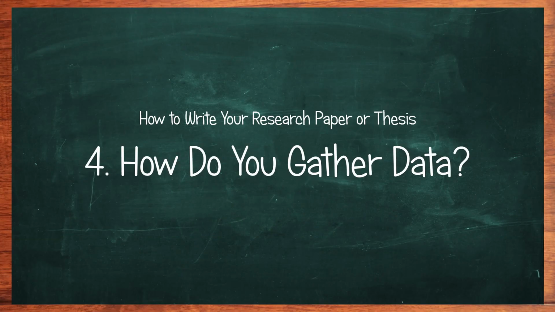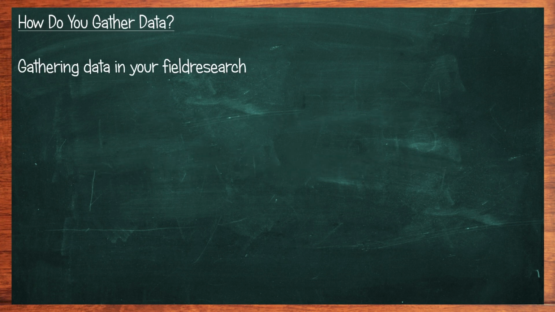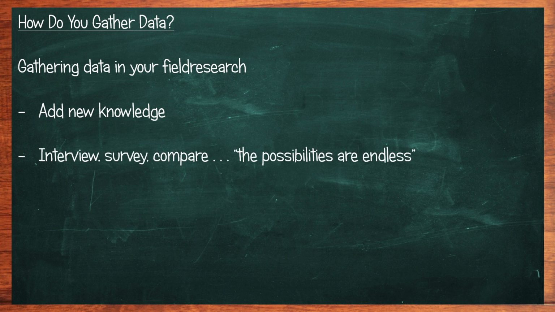Gathering data is your field research, or what you are doing in your field research is gathering data. So you've got your question, you've got your method, you've got your literature. Now you're going to add new knowledge. You're going to go out in the field, that's why we call it field research, and you're going to interview people, send out questionnaires, compare sources, because that's another valid way of doing this. You don't always have to talk to people.